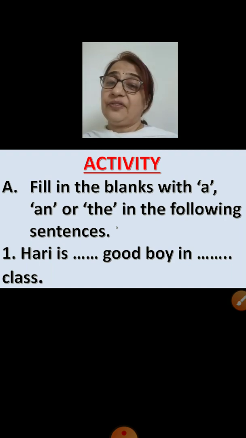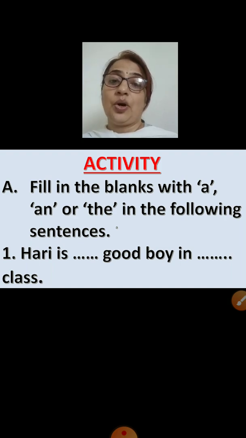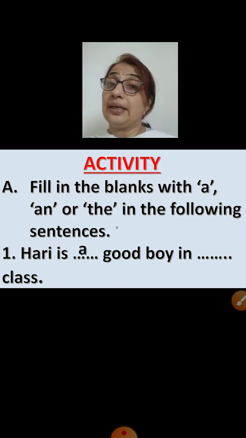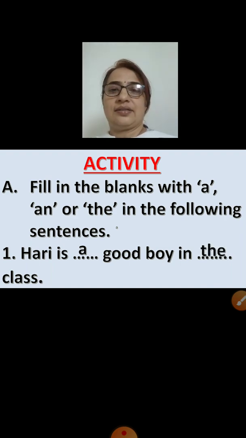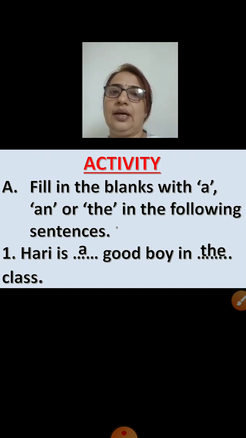The first fill in the blank is, Hari is dash good boy in dash class. What will come here? Hari is general or specific? Good boy. Hari is a good boy in the class, isn't it? He is one of the good boys in the class.